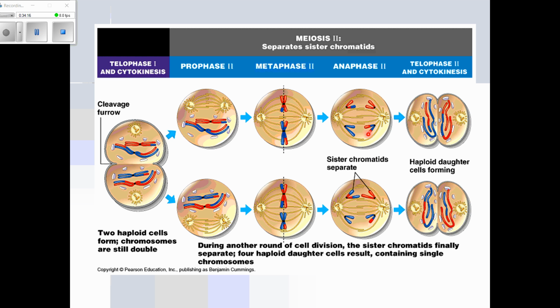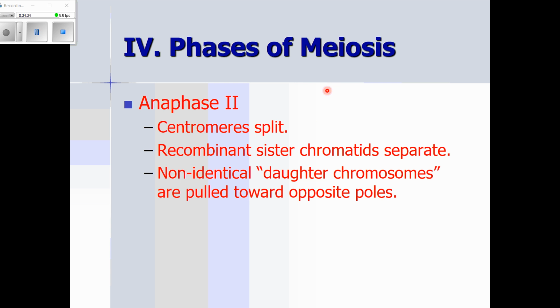Well, that goes all the way back to prophase 1. Remember crossing over, where the blue and the red chromosomes paired up and swapped DNA with one another. So in anaphase 2, when the sister chromatids finally separate, they are not genetically identical. Anaphase 2, quick summary, the centromeres split. Remember, the centromere is that little circular button, and it's actually a piece of DNA that holds the two chromatids together. It splits right down the middle, and that allows the chromatids to separate.